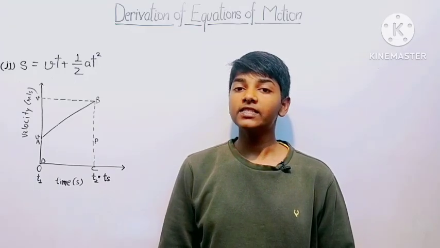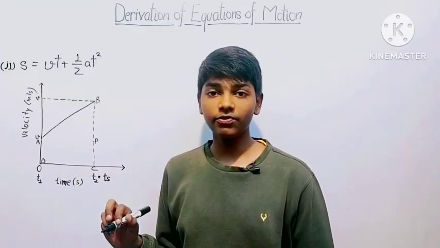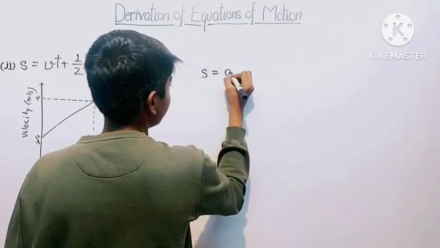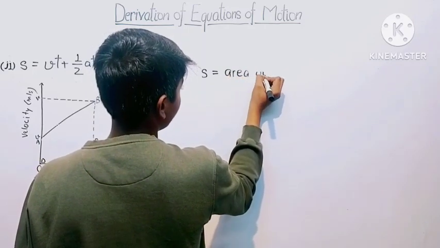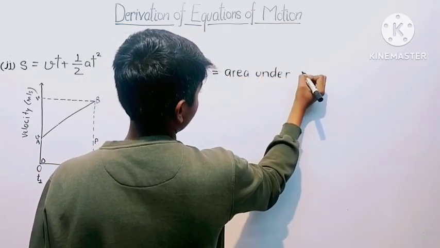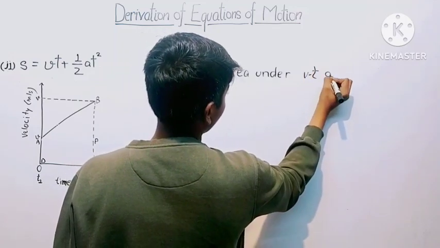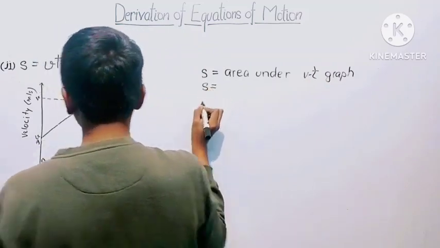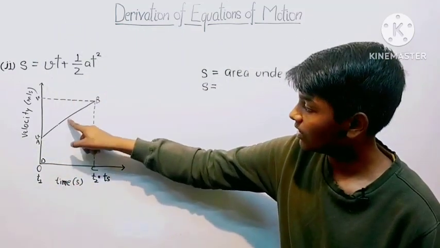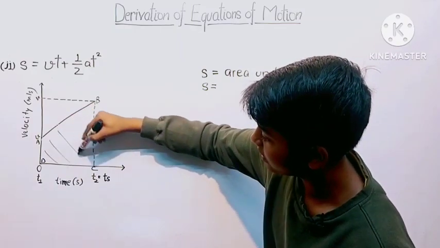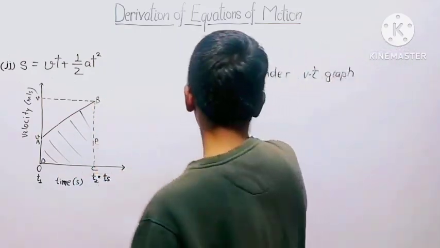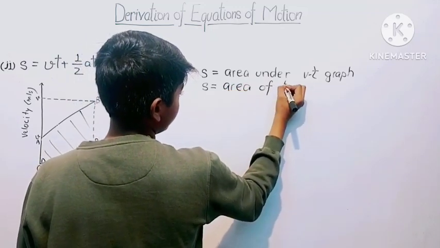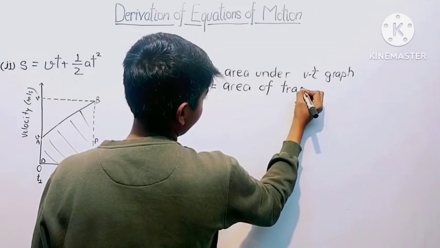So we will be deriving the second equation of motion from this graph as well. So we know that the distance or the displacement is equal to the area under the velocity time graph. So the distance or displacement would be equal to the area under this trapezium ABCD. S would be equal to area of trapezium ABCD.